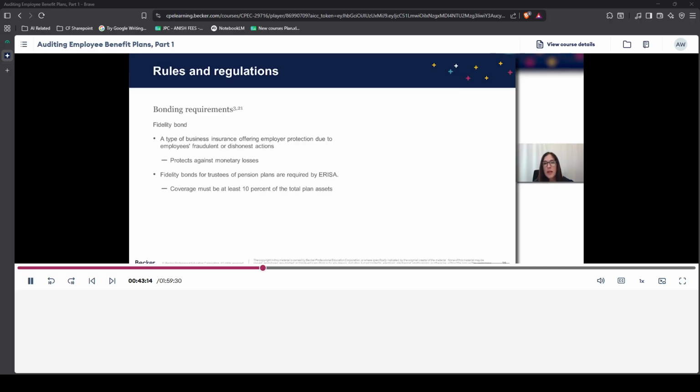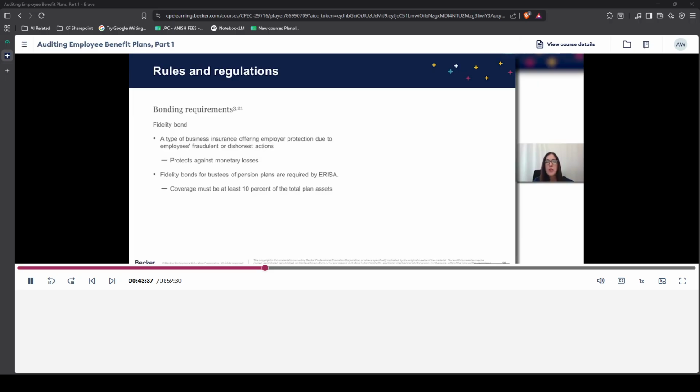I also want to point out that the bond is a separate document. It can be included with the plan sponsor's general umbrella liability policy, but it has to still be a separate fidelity bond. It can't just be ERISA coverage or fiduciary coverage. It still has to be the fidelity bond.